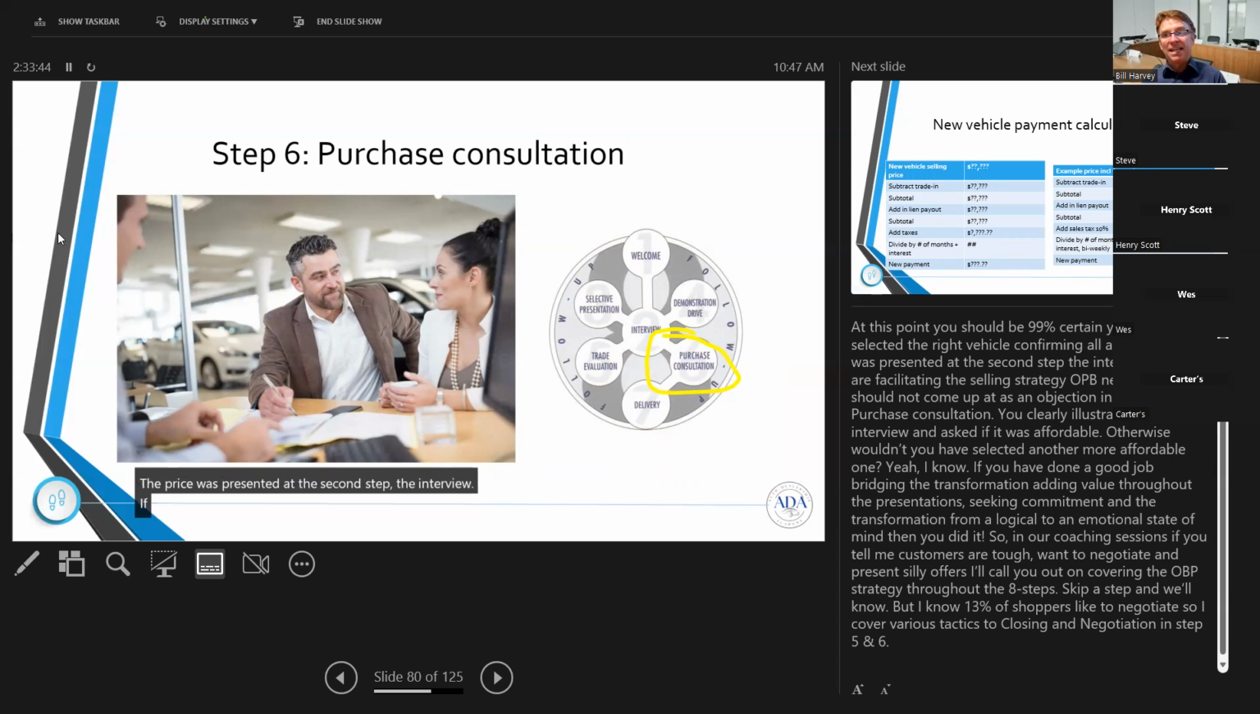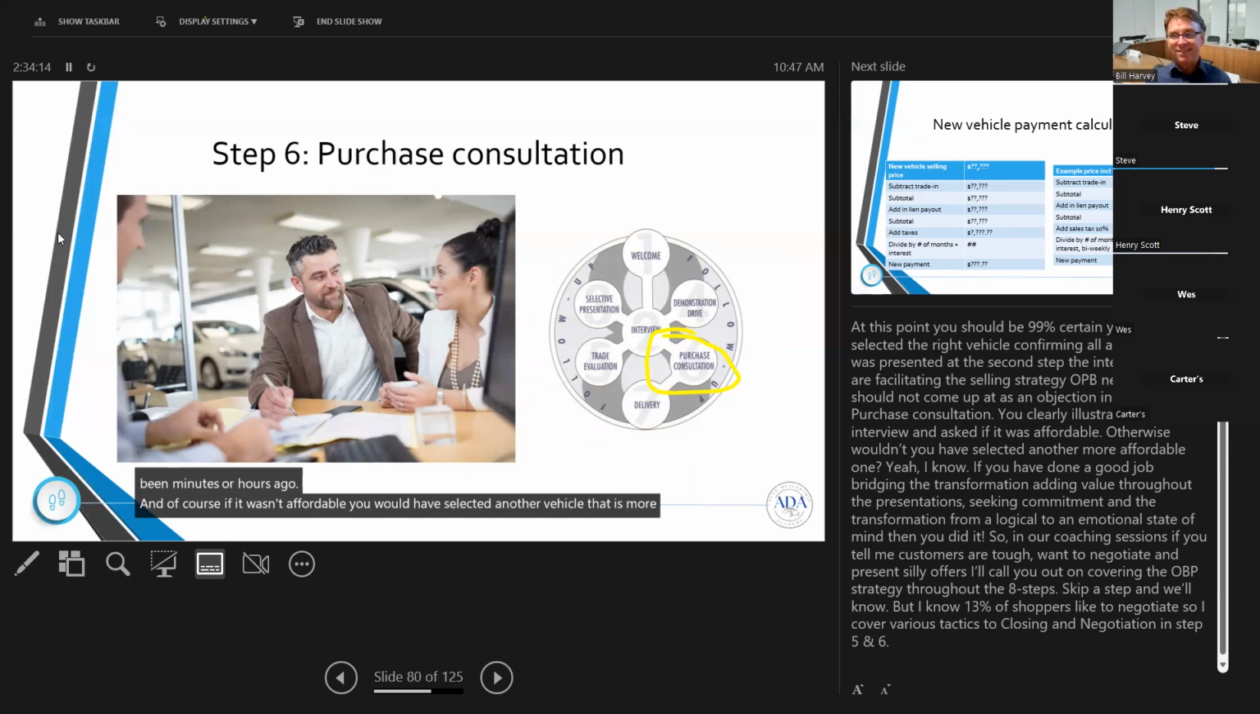If you're facilitating the selling strategy of overview, benefit, and permission, negotiations should not come up as an objection in step number 6 now, the purchase consultation. You'll clearly illustrate at the interview that you asked them if it was affordable, to which they had said yes at that point. That could have been minutes or hours ago. And of course, if it wasn't affordable, you would have selected another vehicle that is more affordable, right? Yeah, I know. And they do too.